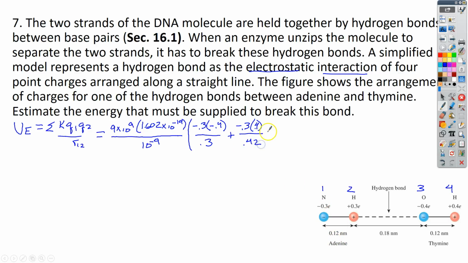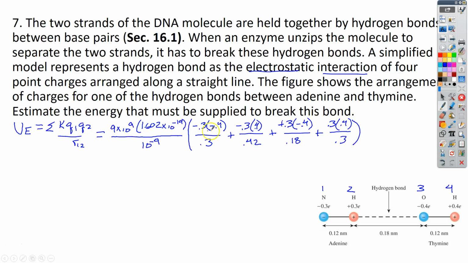So this is 0.42 plus, and then we're going to do the next one, which is going to be between 2 and 3. So 2 is positive, we'll go and put positive 0.3 times negative 0.4, and we're going to divide that one by 0.18 because that's the distance between them. And then the last one is going to be between 2 and 4, and so that's going to be 0.3 again times positive 0.4, and the distance between those is also 0.3.